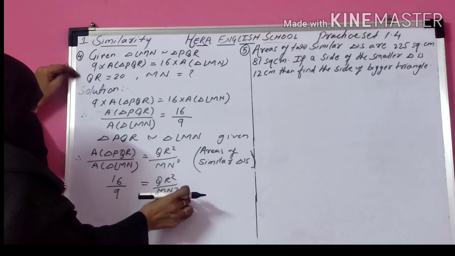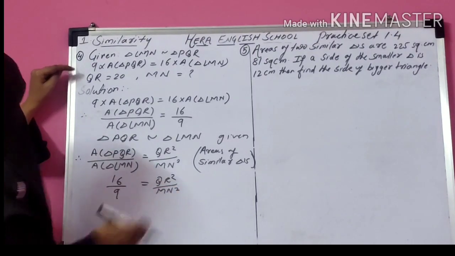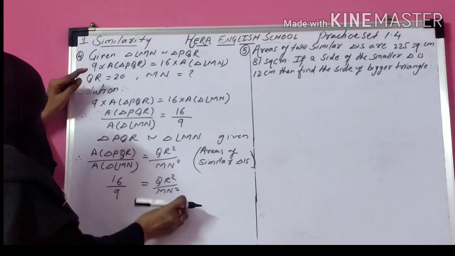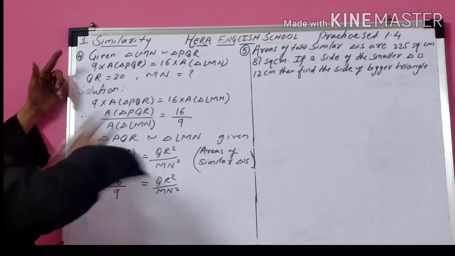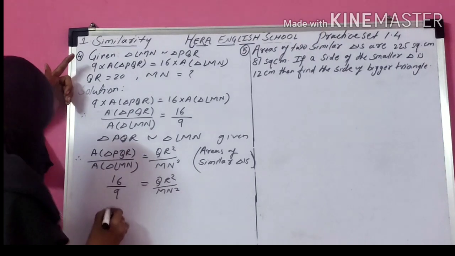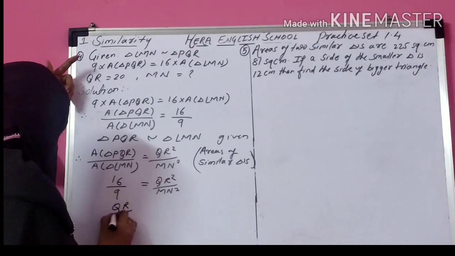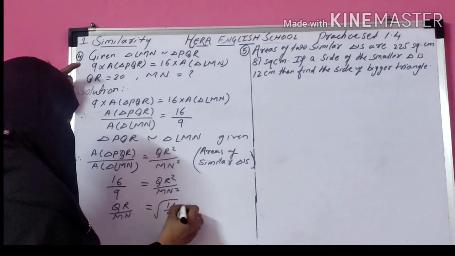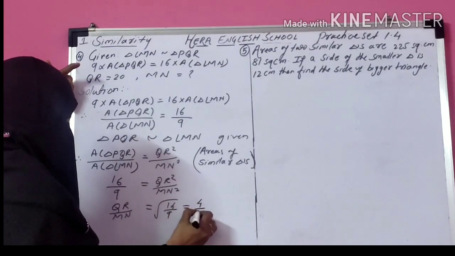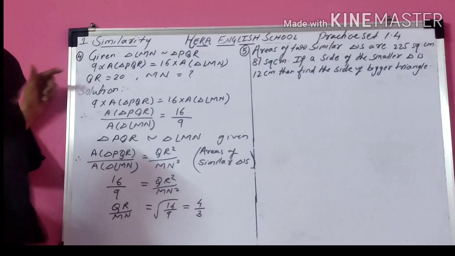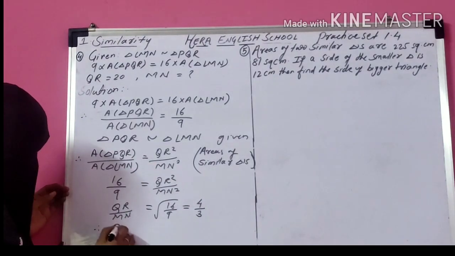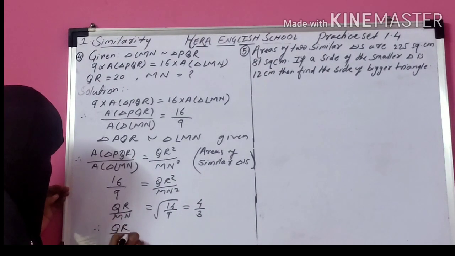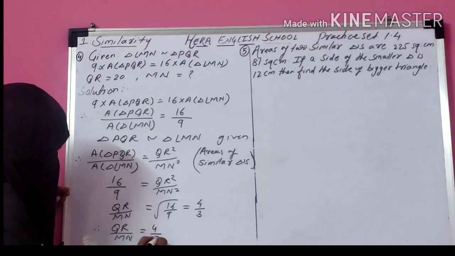First of all, convert the square to the square root. Here QR and MN are squares, so the square on the left hand side becomes square root. Therefore, QR upon MN is square root of 16 upon 9. Square root of 16 is 4. Square root of 9 is 3. That means you get QR upon MN is equal to 4 upon 3.